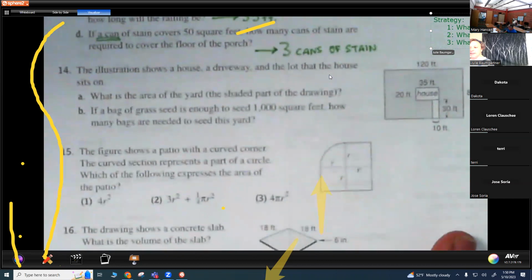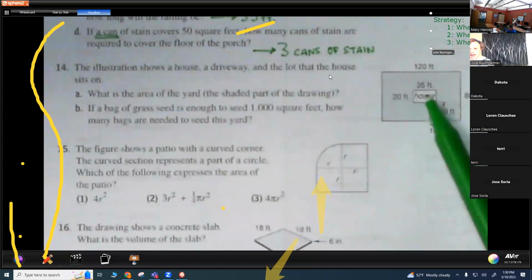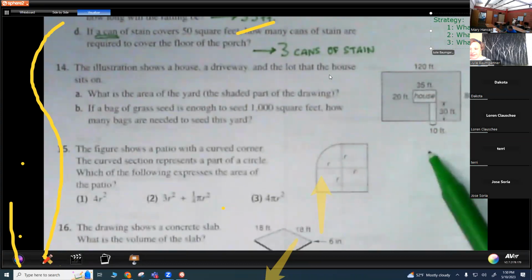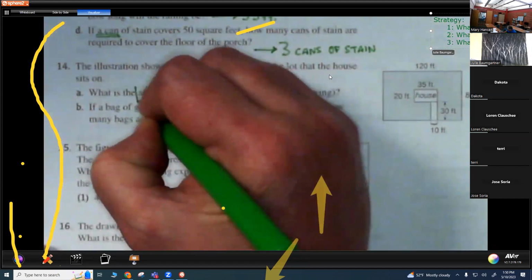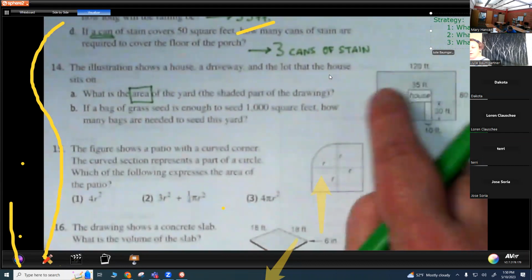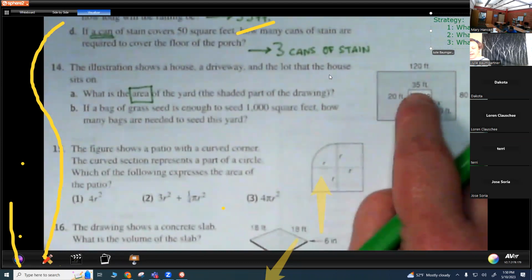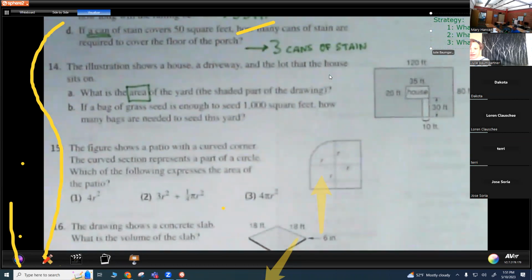All right, let's go ahead and look at number 12. So it tells us that we have this illustration, basically a lot that the house is sitting on, and the house is right here, and the driveway is right there. So what's the area of the yard? Right, so we basically have to take the area of the whole yard minus the area of the house minus the area of the driveway. Does that sound like a good plan?